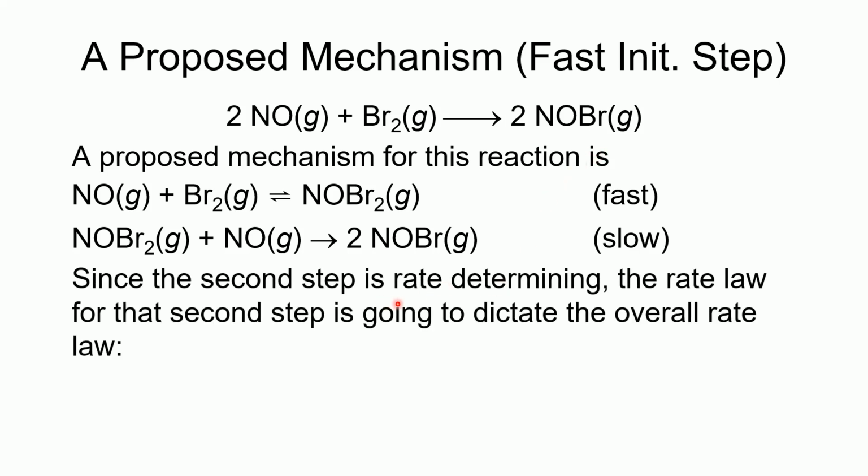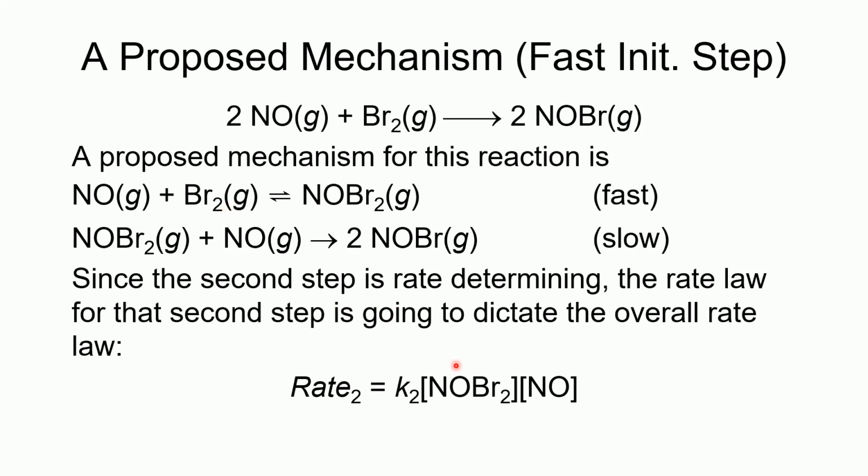The other thing is that the rate law will be dictated by the rate law for the slow step. Our slow step is the second step, and if we write the rate law for that slow second step, we're going to get rate 2 is equal to k2 times the concentration of NOBr2 times the concentration of NO. Right now, it looks like we're on a great path. We're almost done, right? Not quite. We have a little bit left to go here.